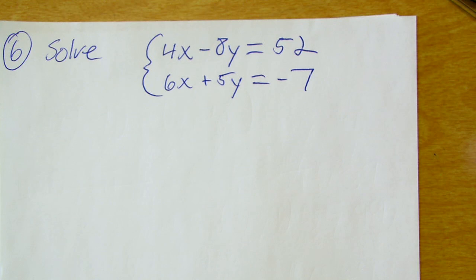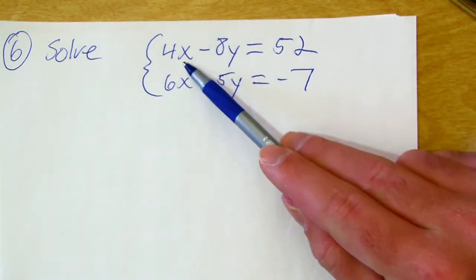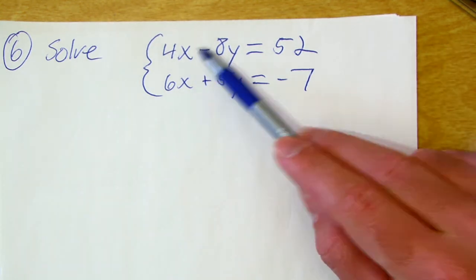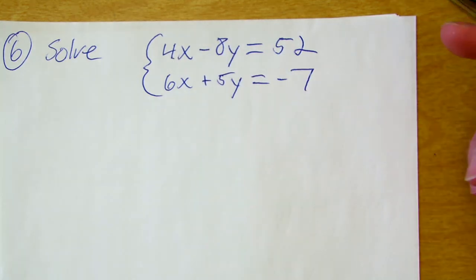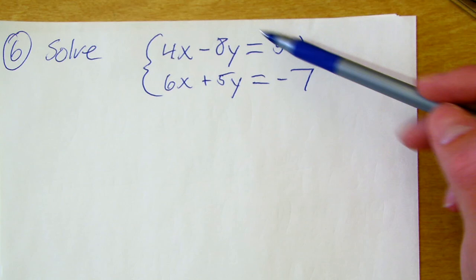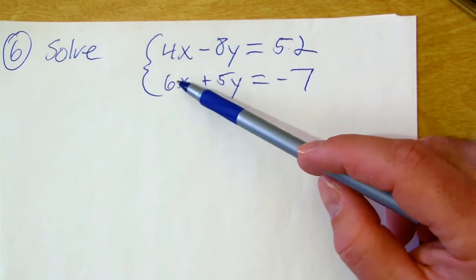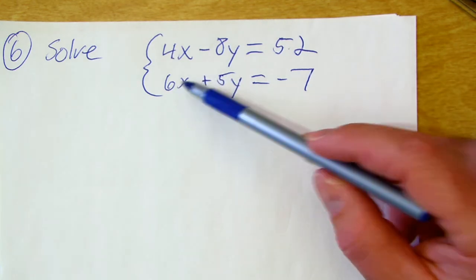All right, but again, your decision here is which variable is going to be easiest to solve for. If I try to solve for x in my first equation, I would have to do 8 divided by 4, which is fine. That's 2. 52 divided by 4 is 13, sorry. The second equation is just bad news, because if I try to solve for x, I'm going to have 5 divided by 6.